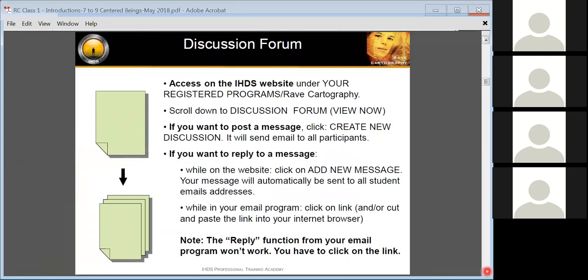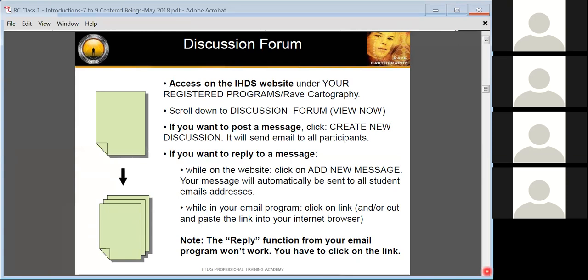So discussion forum, the way you'll access it is through the IHDS website. It's under your registered programs, in our class, our private space. So it's in the Rave Cartography space. Just scroll down to the part that says discussion forum, and that's the link you'll click to view it. And if you want to post a message, just click on creating a new discussion and give it a title. And then in the little blog area, whatever you want to share. And then when you submit it, it'll be emailed to everyone with the email you've used in your IHDS profile.